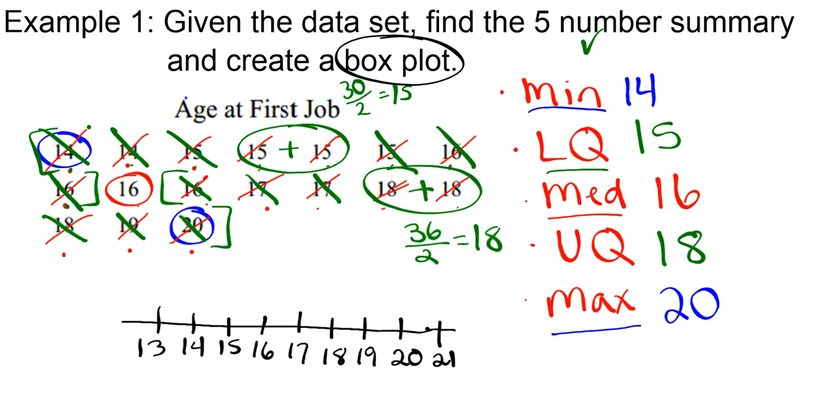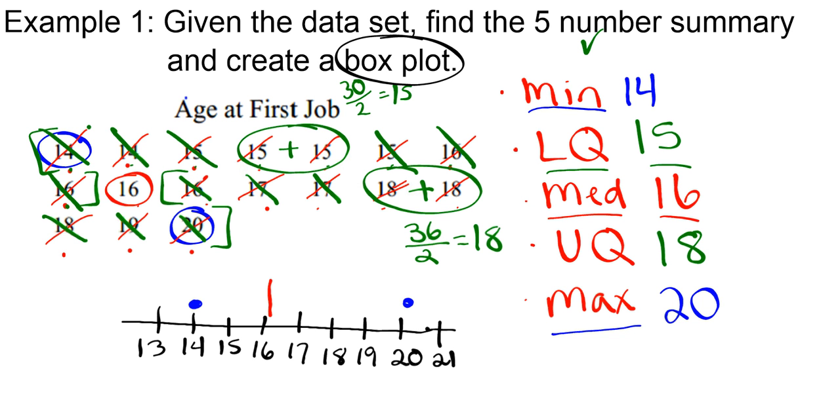First, I'm going to plot my points. So I have my minimum at 14. I'm going to go ahead and put a dot there. I have my maximum at 20. Now for your other lines, you're actually going to put lines instead of dots. So my median is at 16, so I'm going to put a line at 16. Remember, these are the ones that make my box.